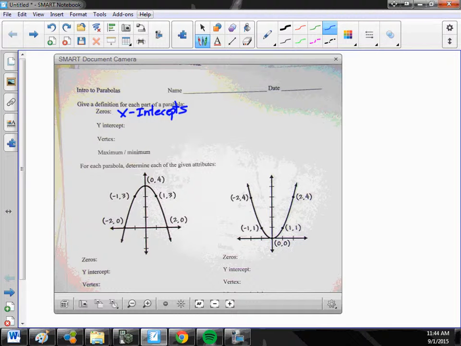What are x-intercepts? Where the curve crosses the x-axis. So this is crossing the x-axis. Now, when we refer to x-intercepts, do we name it as a point or as a single number? So do I say the x-intercept is 3, 0, or do I say the x-intercept is 3? So we need to decide. Why do you vote just 3?